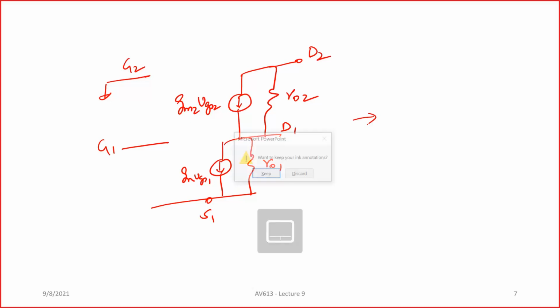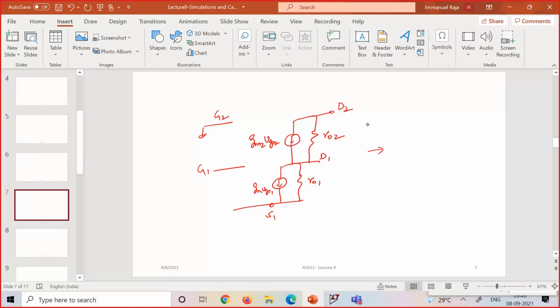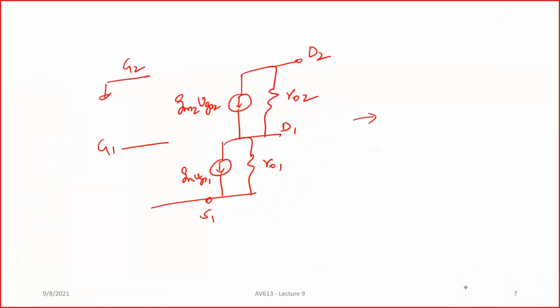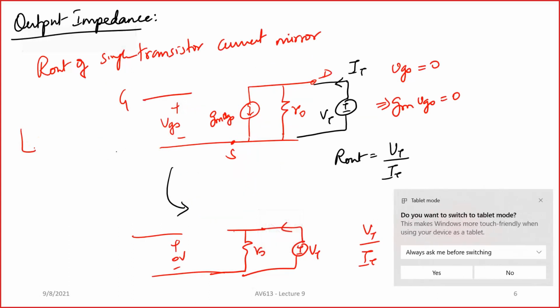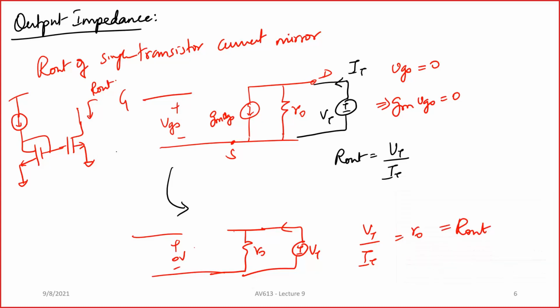So any doubts, any questions? Sir, that R naught we derived, for which circuit was it just now? Oh, okay. This is the output impedance for a single transistor. Let me just clear the confusion. This is for a single transistor, I mean, a simple current mirror. We wanted to find out what is the R out of this particular device. Is it clear? Yes, sir.